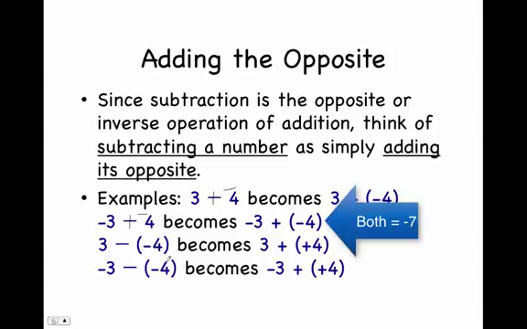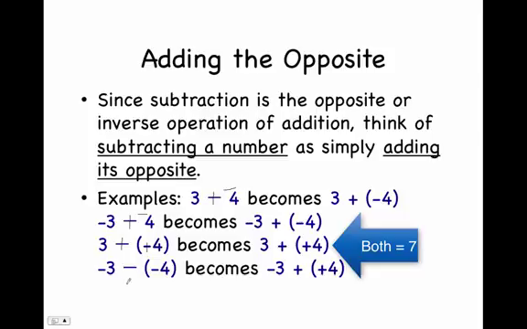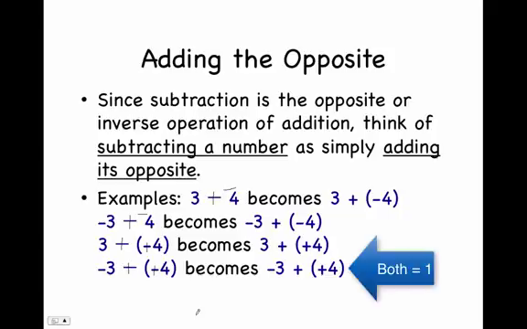3 minus negative 4 becomes 3 plus positive 4, which should both equal positive 7. Negative 3 minus negative 4 becomes negative 3 plus positive 4. And you can just write right on your problem here, add the opposite. Okay, in this case, they're both equal to positive 1. So definitely think about the models first and why that works, but this is a really good shortcut for taking a subtraction problem and thinking of it as addition.